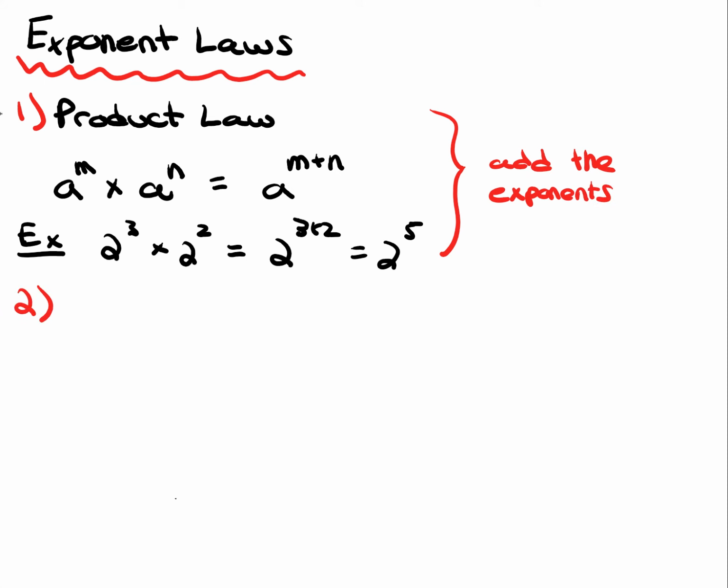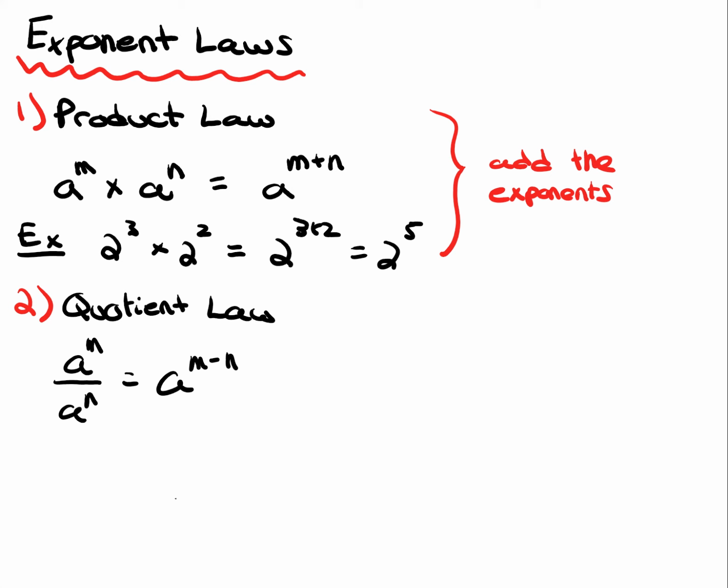Okay, the second law we're going to be looking at is the quotient law. Quotient law occurs when we have a value raised to an exponent m divided by another value raised to an exponent n that have the same base, and we're dividing the value raised to the power of m by n. What we want to do here is subtract the exponents, so we're subtracting the exponent value in the denominator from the value in the numerator. So basically we have a to the power of m minus n.